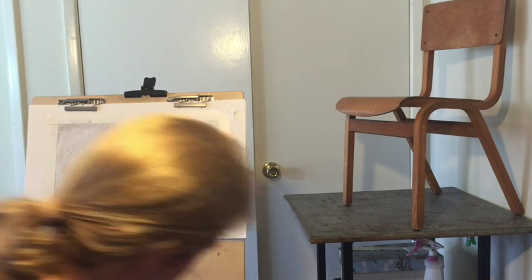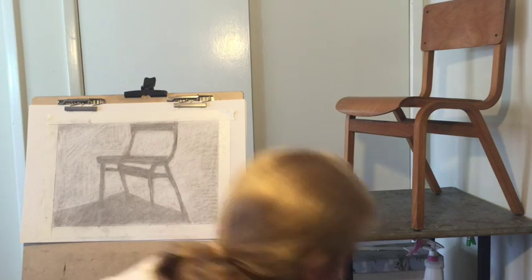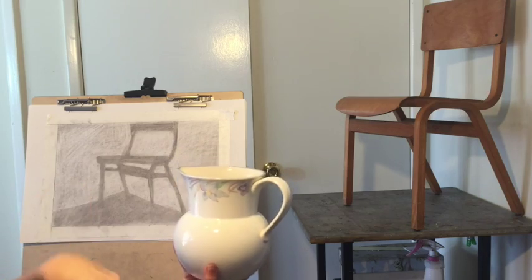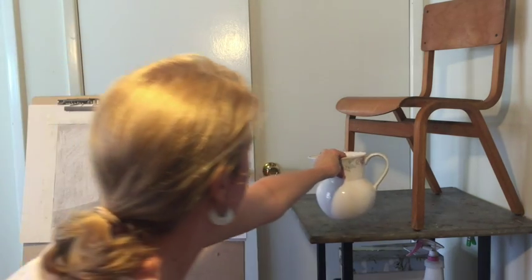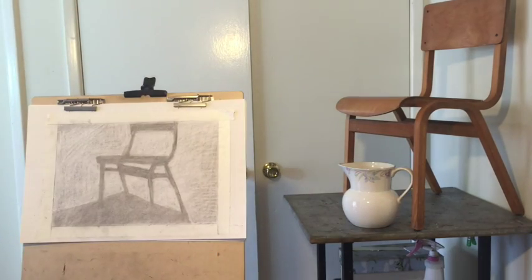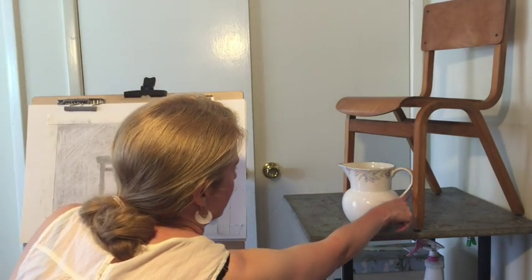When you select your objects, make sure that there's something that can create interesting shapes. So something that has a handle or a cord. And when you put your two objects together, make sure they're touching in a way that also creates interesting shapes.